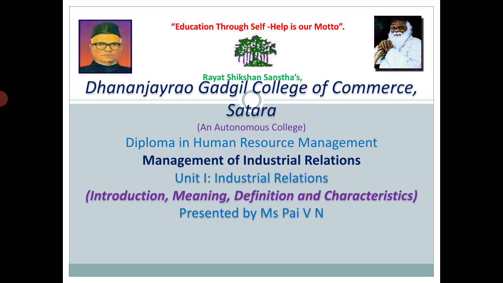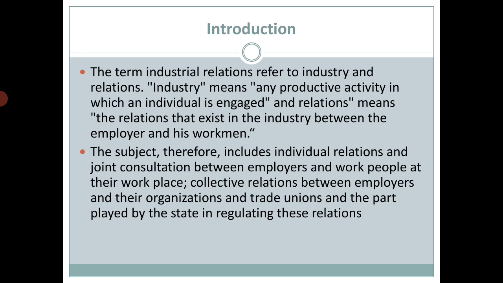What is industrial relations? The term industrial relations refers to industry and relations. Industry means any productive activity in which an individual is engaged, and relations means the relations that exist in the industry between the employer and his workmen. The subject therefore includes individual relations and joint consultations between employers and work people at their workplace, collective relations between employers and their organizations and trade unions, and the part played by the state in regulating these relations. What is this concept all about?